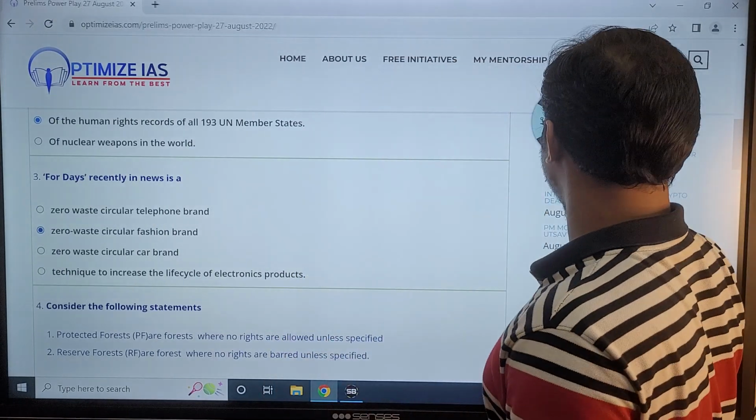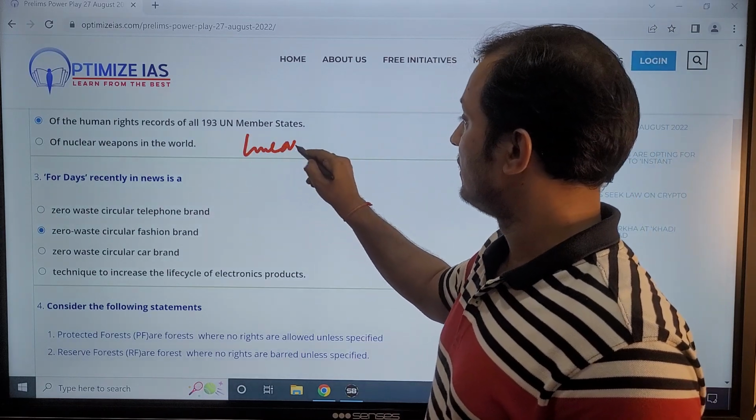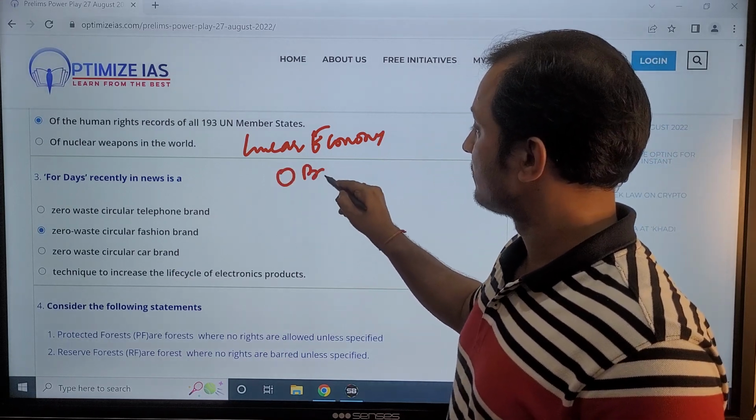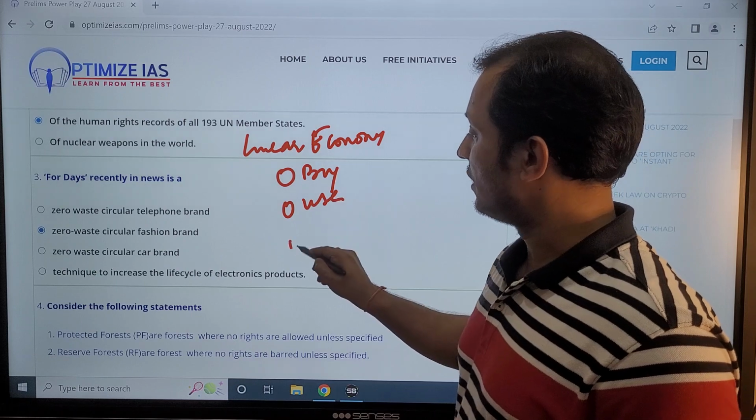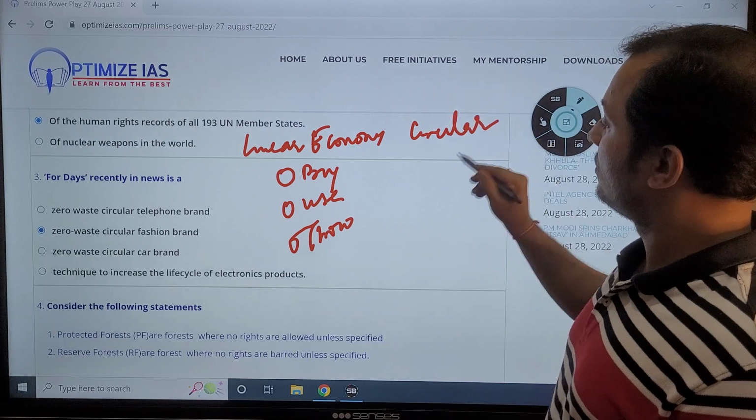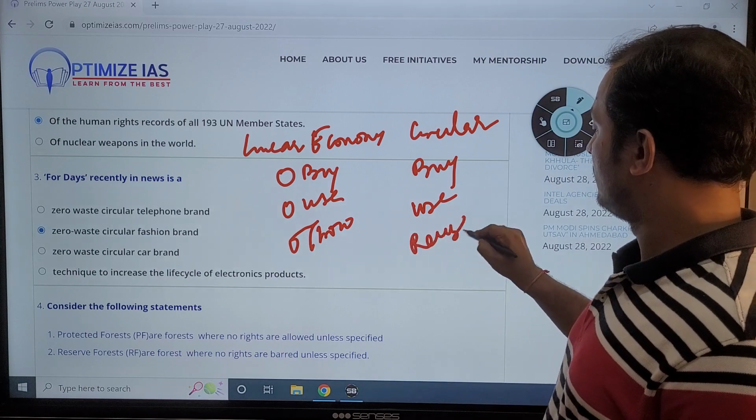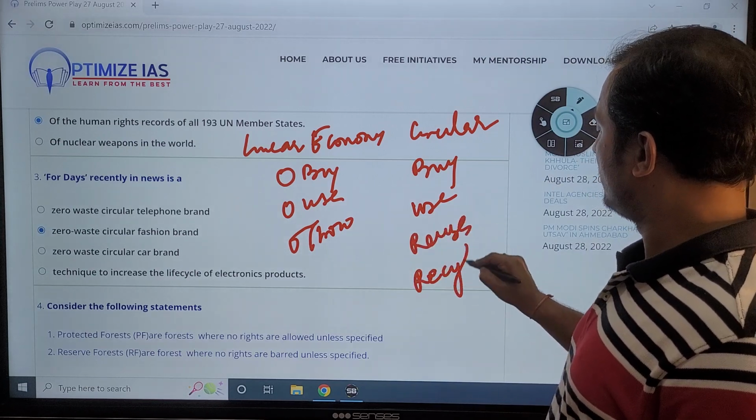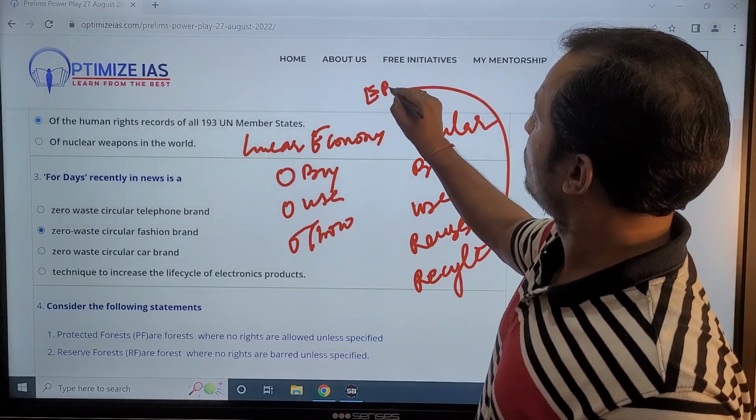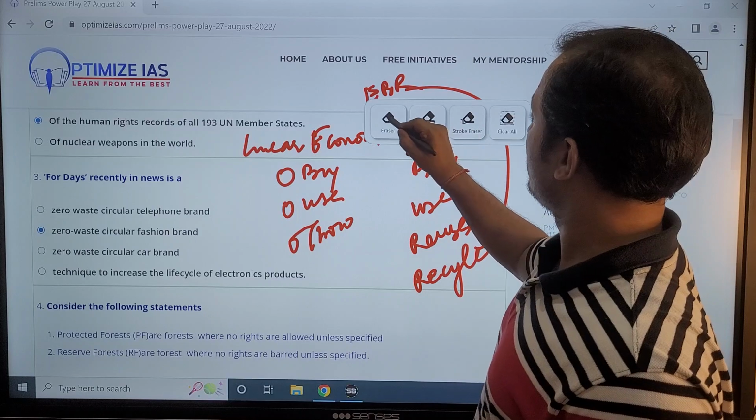What is circular economy? Just a basic concept I'll give you. There are two types of economy. One is called linear economy. Linear economy is that you buy, you use, and you throw. Circular economy is that you buy, you use, then you reuse, then you recycle. This has one component of extended producer responsibility.